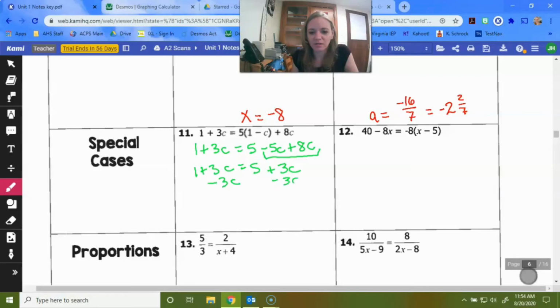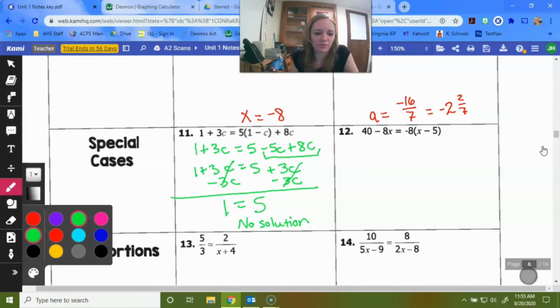And oh snap, here we go. This ends up becoming 0. So actually all of this goes away as well, and you end up with 1 equal to 5, because both sides, the variables cancel out everywhere. That is no solution. No solution.